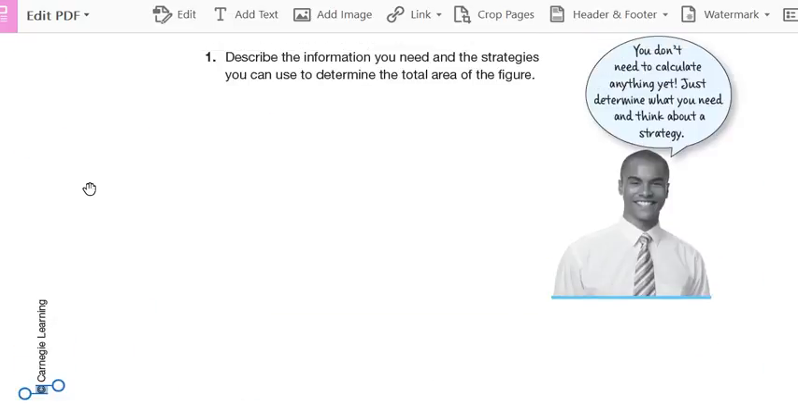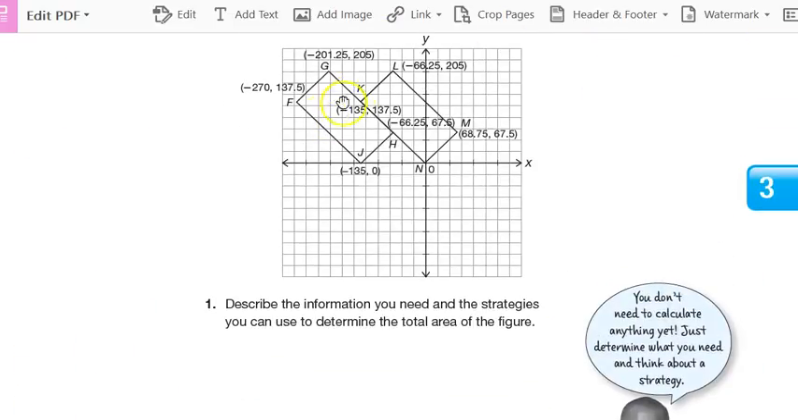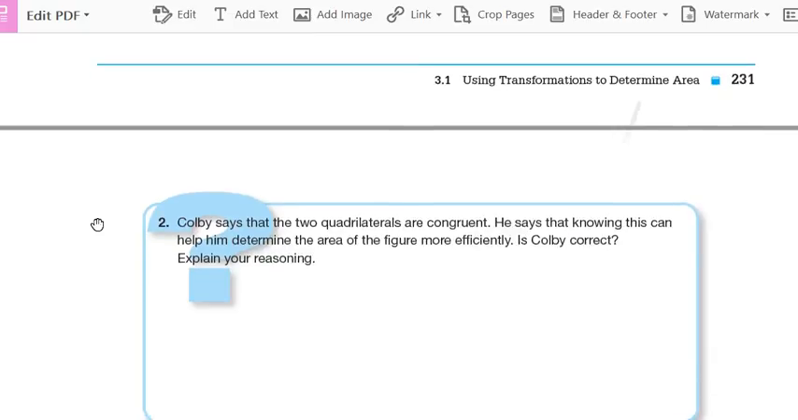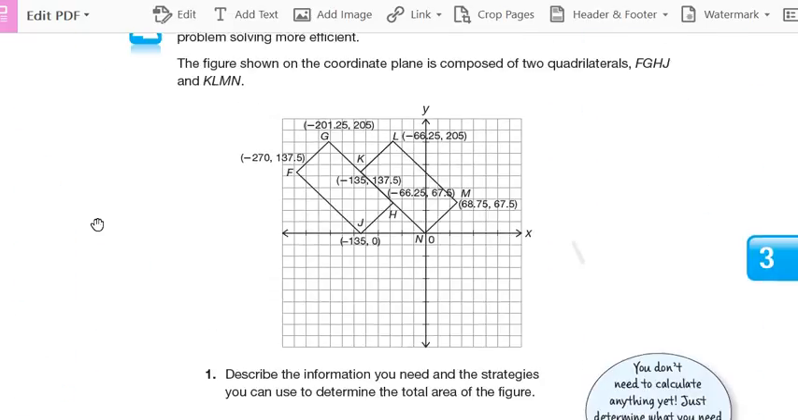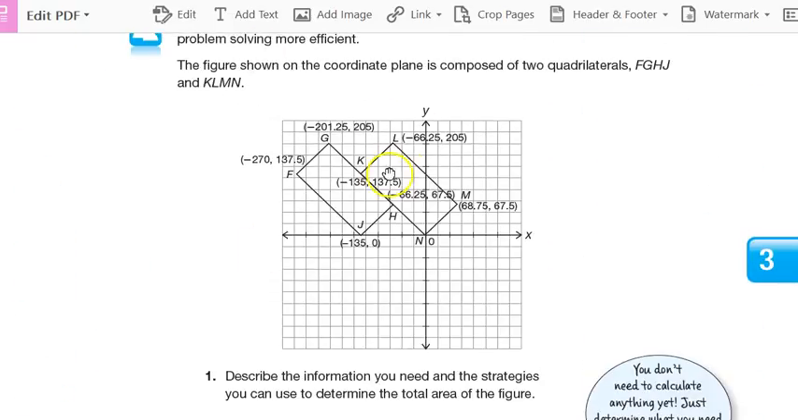Is Colby correct? Well, yeah, if I already know the area of this is equal to the area of that, then I can just calculate one. I can just calculate KLMN, and once I've got the area of this one, I just double it, and that'll give me the area for both. So yeah, it's a little bit easier. I won't even have to mess with the other one at all. Once I know that this rectangle here is truly a rectangle and what the dimensions are, I can figure its area. And if I know this is congruent, then I'm in perfect shape. I don't have to do it twice.